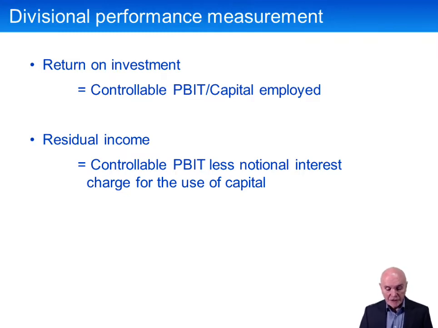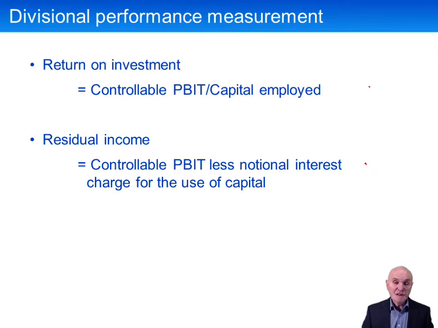There are two main approaches to divisional performance measurement, and the first is return on investment, which is very like return on capital employed. Essentially, you look at head office. It's got a couple of divisions. Head office is investing money into those divisions, and we're looking at the earnings which the divisions make and expressing that really as a percentage of the capital employed. So it is the controllable profit before interest and tax divided by the capital employed. Really just as though you're doing return on capital employed on an independent company. So I would say that this one here is going to be pretty familiar.